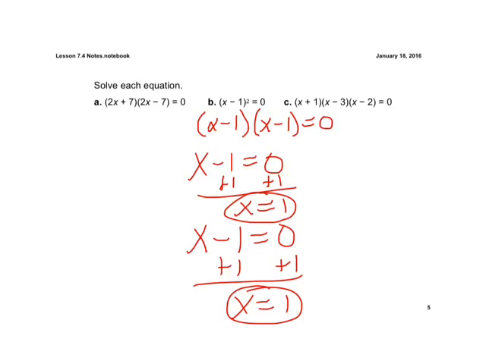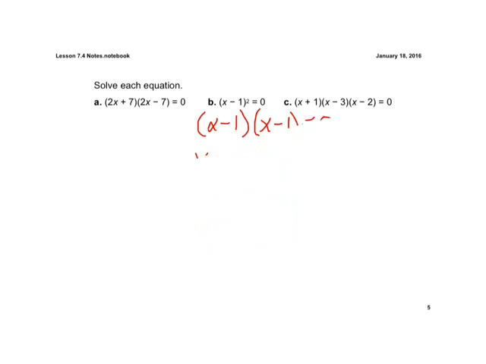Now some of us might already be able to tell that we have a repeated root here. This is what we call a repeated root. It's the same root over again. That's the only root, that's the only solution, the only number we can plug in to get our answer of 0. Now let's do this last example here.